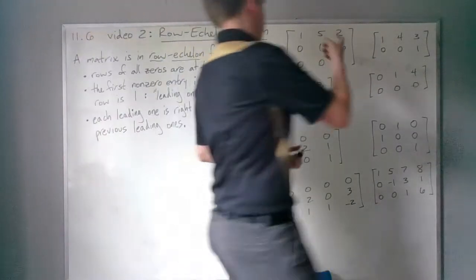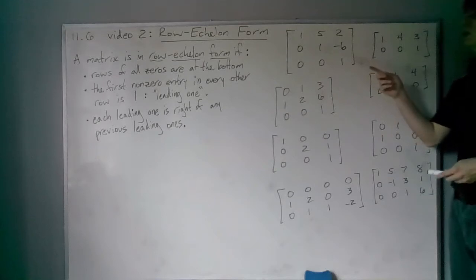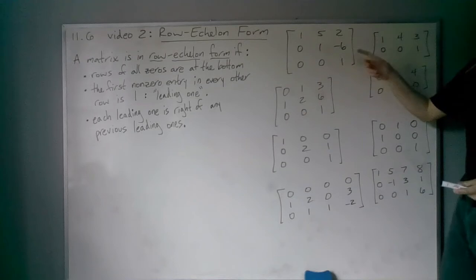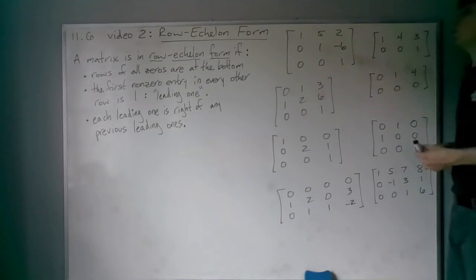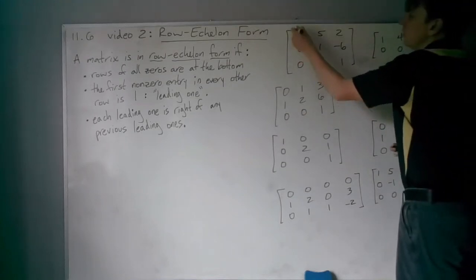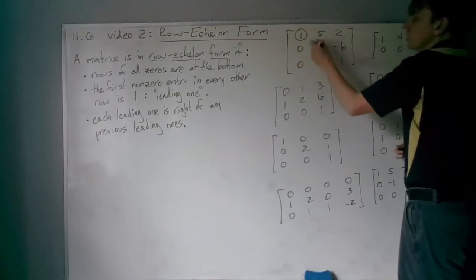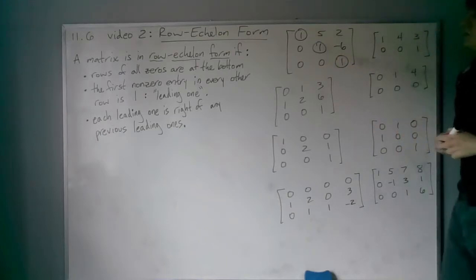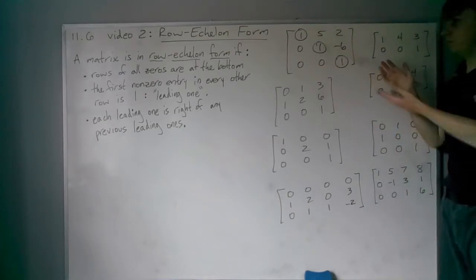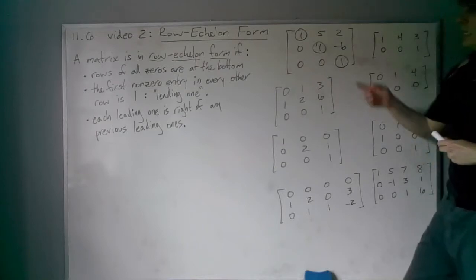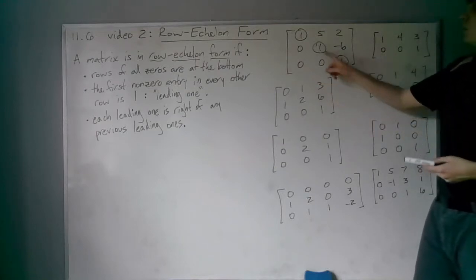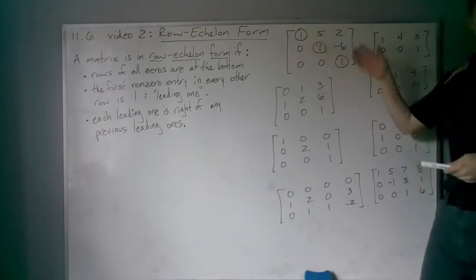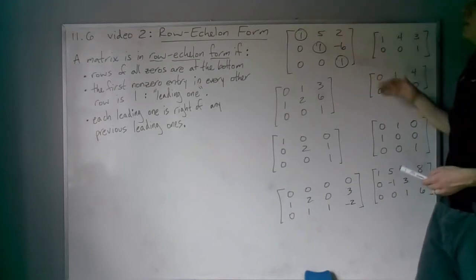Okay, so top left. Rows of zeros are at the bottom. There aren't any rows of zeros, so it's irrelevant. The first non-zero entry in every other row is a 1. So first non-zero number in each row, so that's a 0. This is the first non-zero number. This is the first non-zero number. The first non-zero number in each row is a 1. Perfect. Each leading one is right of any previous one. So this one is to the right of the previous one. This one is to the right of the two previous ones. So they're in order. They should be going top left to bottom right.